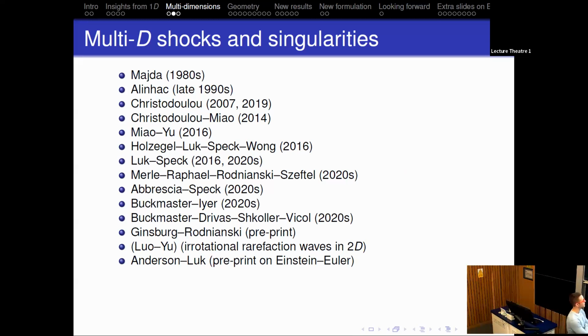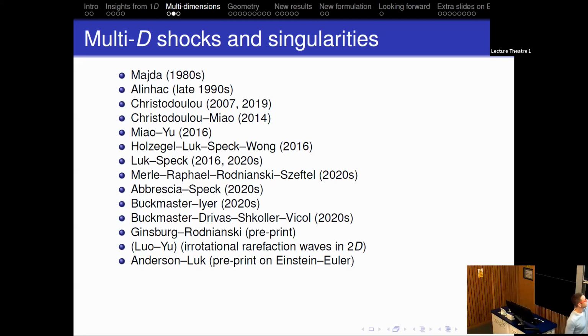Many interesting developments. There's the very well-known work of Majda from the 80s, where he considered initial data that are discontinuous across a hypersurface, and he constructed a local weak solution. That's called the shock front problem. So for the shock front problem, the initial data are already discontinuous. Alinhac was the first to study multi-dimensional shock formation for a quasilinear multi-D system. So he did it for wave equations.